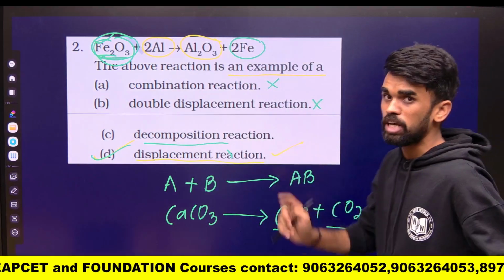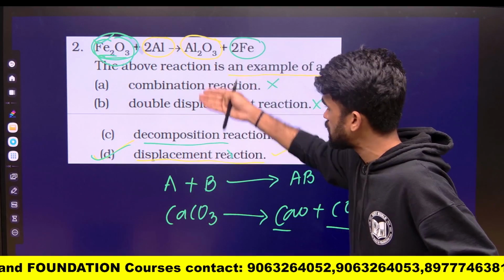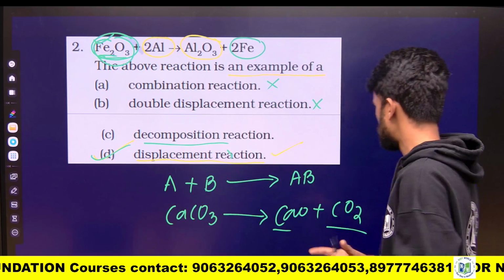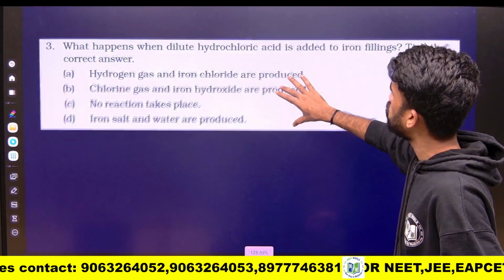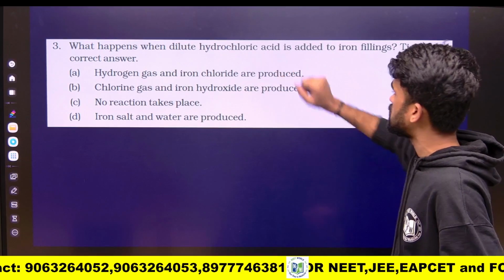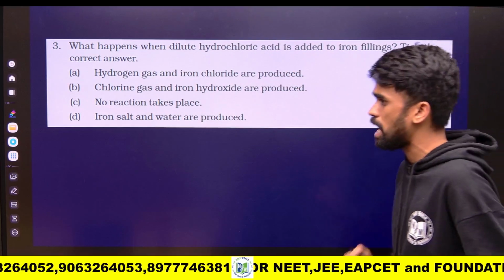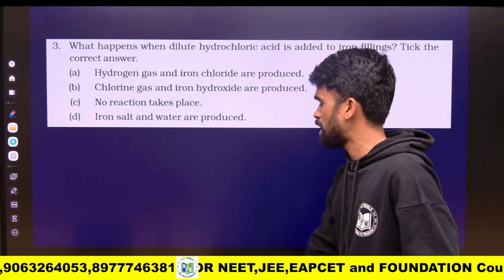We already discussed types of chemical reactions, and based on that only we have the question here. I hope this is also clear. Next, what happens when dilute hydrochloric acid is added to iron filings? So just have an idea about this.